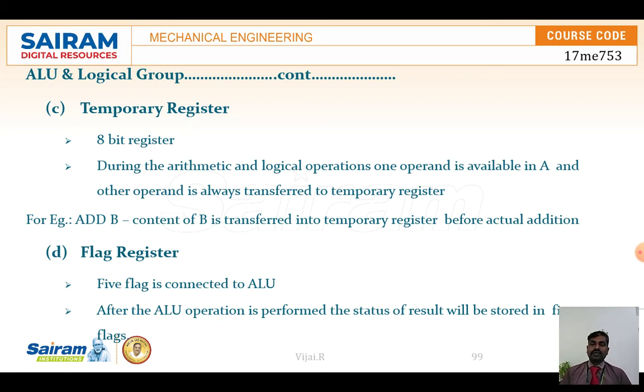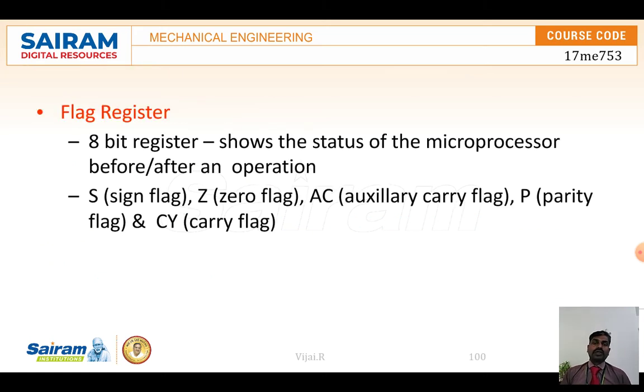There are five flags connected to the ALU, and after the ALU operation, the results will be stored in the flags, right? Depending upon the results, the flag register is going to function. Let me see what a flag register is, what the types are, and how they are going to help.